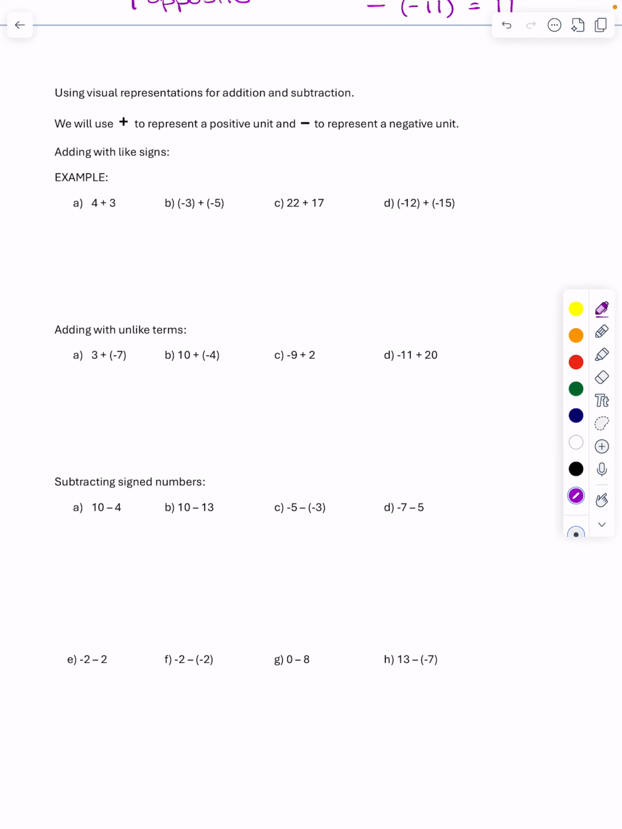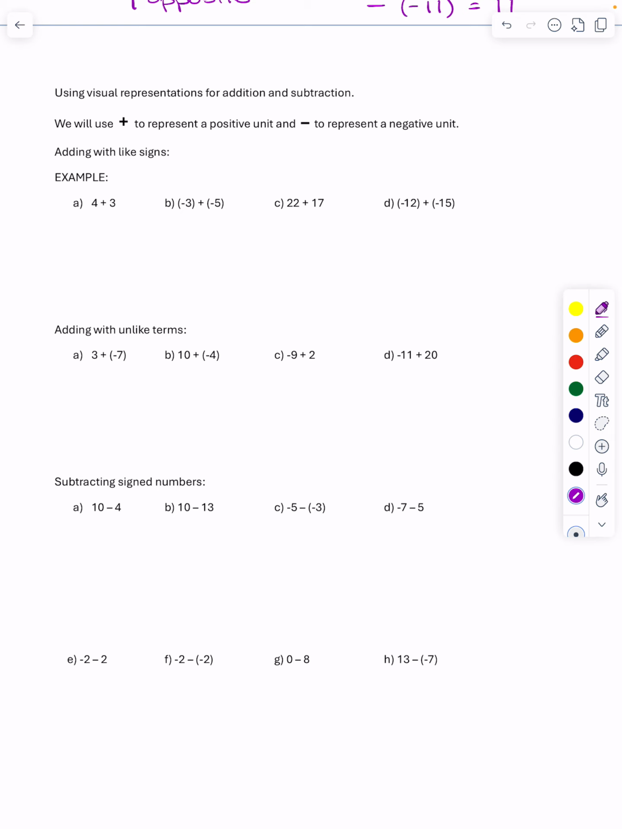Okay, here are the Chapter 5 notes, Sections 1 and 2. This is page 2. I am going to start by using visual representations for smaller numbers to see if we can make sense of why we add and subtract the way we do.